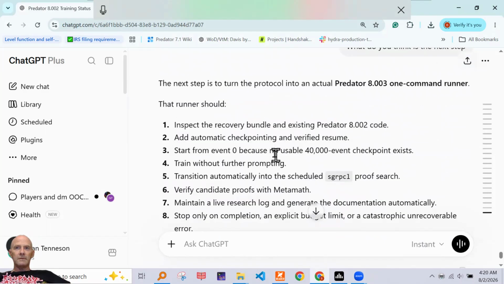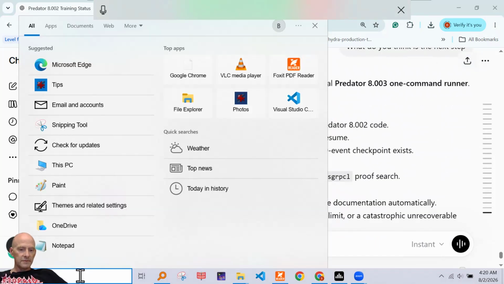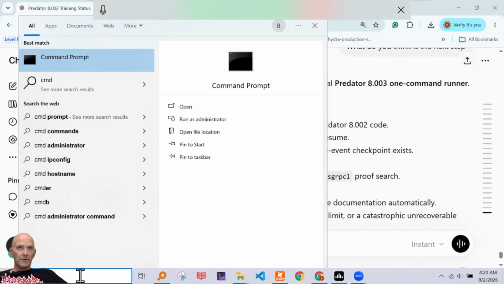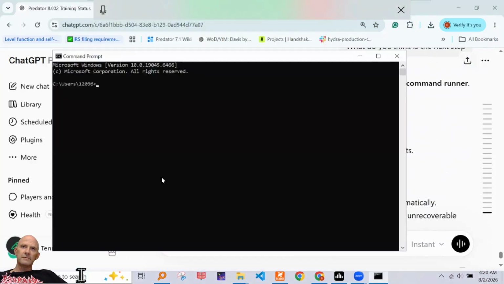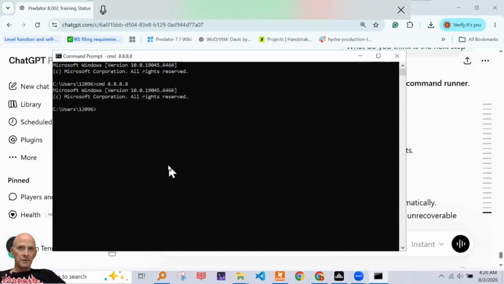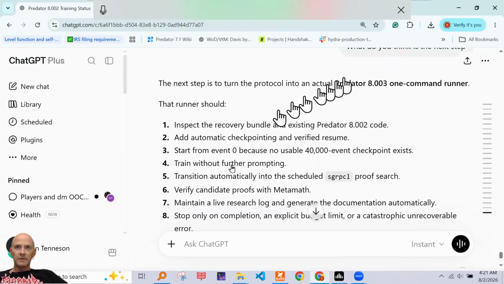So let's see. Where are we at now? Let me make sure I'm still connected to the internet. How do I do that? Oops. So I'm doing it live, so that's why it's not really live though, is it? Yes, I'm still connected to the internet. Let's see. The next step is to turn the protocol into an actual one.